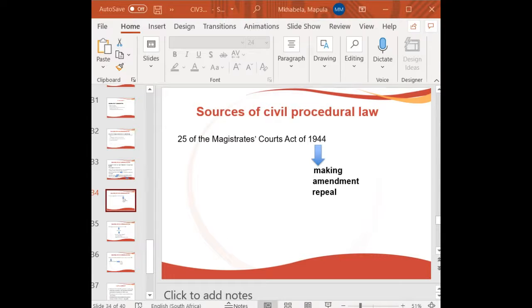For example, see Section 2.1 of the Divorce Act 70 of 1979, which will be discussed later in your study guide, specifically study unit 10.